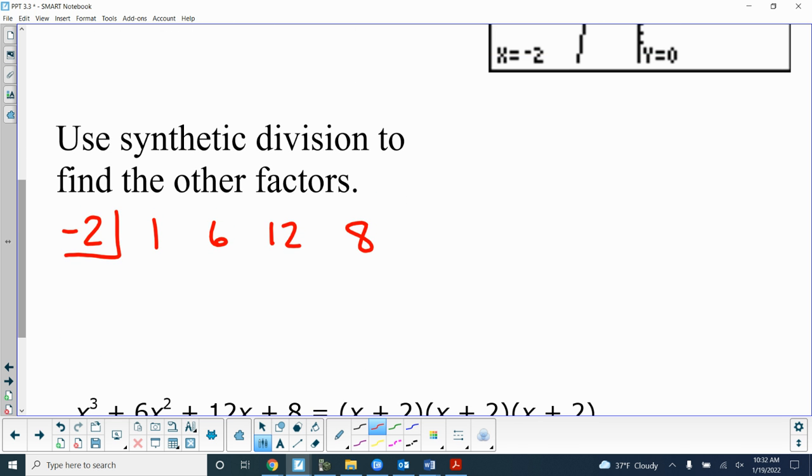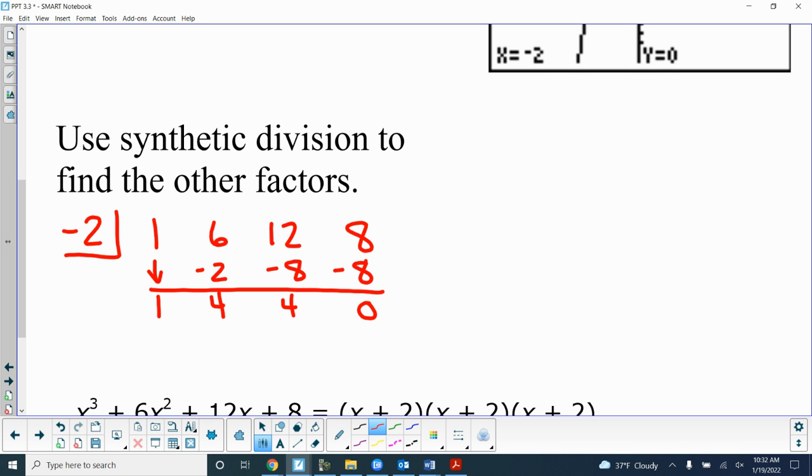And then do our synthetic division. -2 times 1 is -2. What am I supposed to do with those two numbers? Add. That's a 4. -2 times 4 is -8. When I add, I get +4. -2 times 4 is -8. When I add, I get 0. That tells you when you get a 0 that it is a 0. So you're expecting to see that.